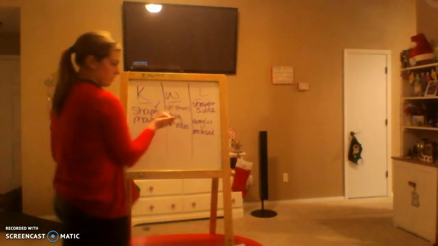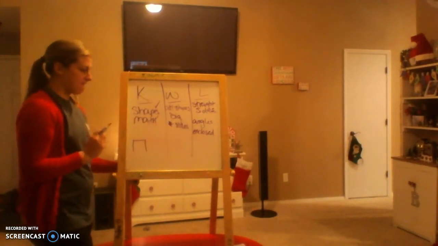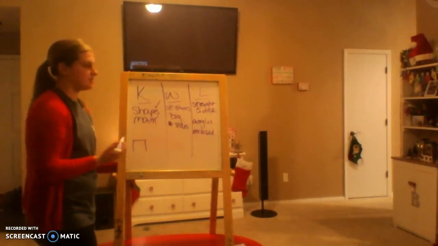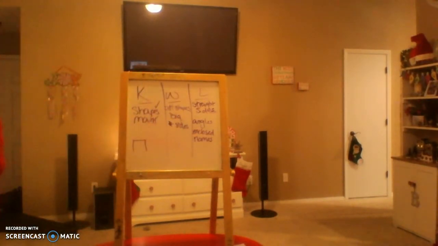What else should we learn? We learned that it's not all shapes, right? There's all different numbers of sides. What else did you guys learn about the numbers of sides? Lots of different names, right? We learned all the names for polygons. There's more, but we learned the names for polygons.